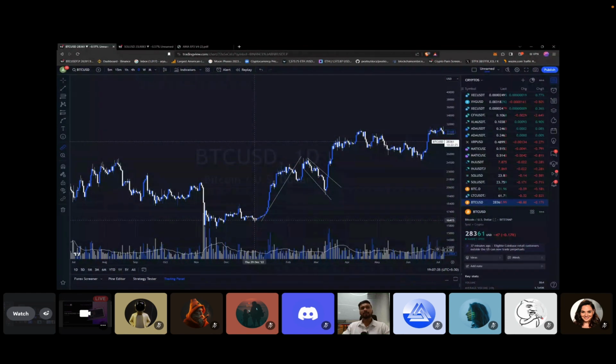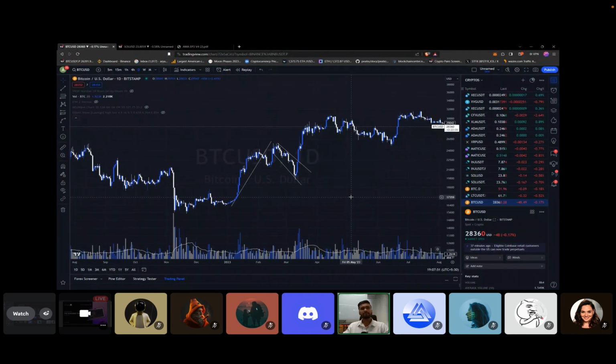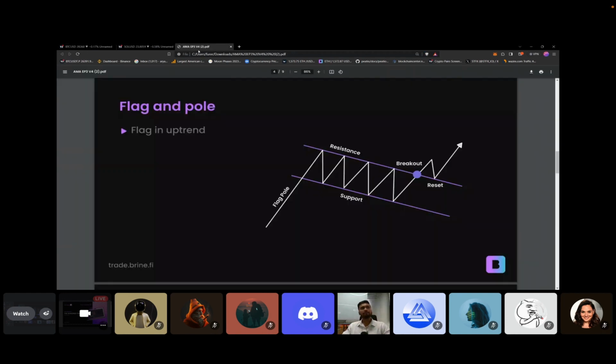And my target for this trade will be half of the previous move. So I will measure the previous move, which I can see here is around 8,800 points, and my target will be 4,000, 4,400 approximately, and we can see that we very clearly achieved that target. So this is the first pattern that we have.